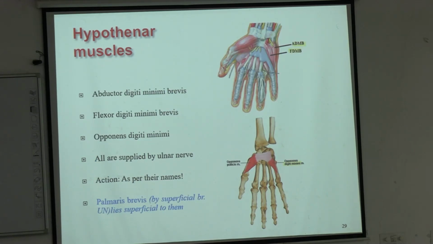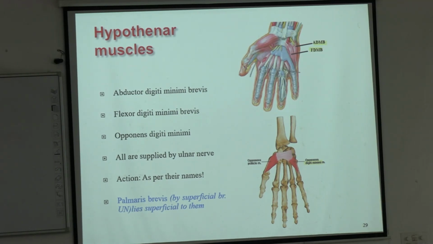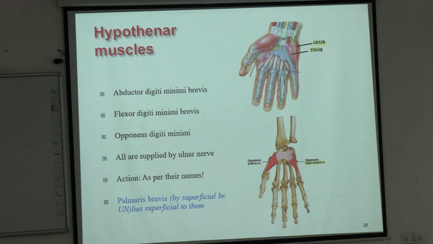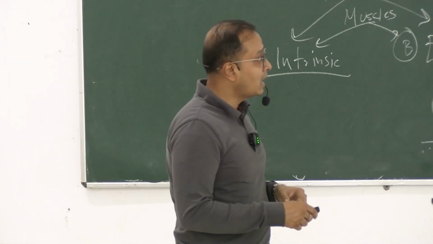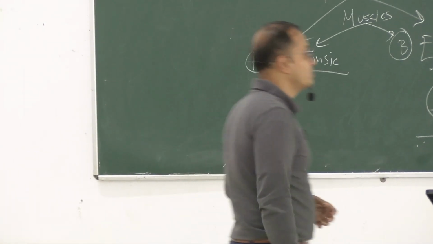Hypothenar muscles, just like 3 of them are on the thenar side, 3 of them are on the ulnar side. They are named accordingly in the same way: abductor digiti minimi brevis, flexor digiti minimi brevis, opponens digiti minimi. Likewise they are named here: abductor pollicis, flexor pollicis, opponens pollicis. It will take some time to memorize this, but they have the same sequence of names. They are supplied by the ulnar nerve. So all these hypothenar muscles are supplied by the ulnar nerve.